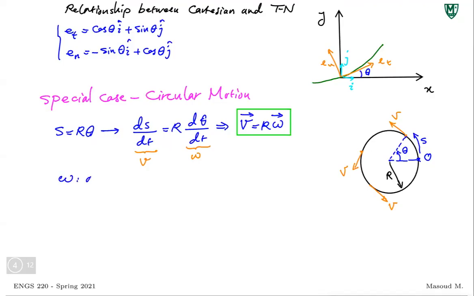So let me just write it here just in case. Omega, we define it as angular velocity. It's a new term. With unit. Now, what is the unit of angular velocity? You might have seen it before, so just checking.